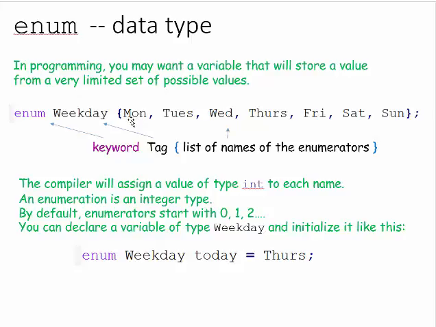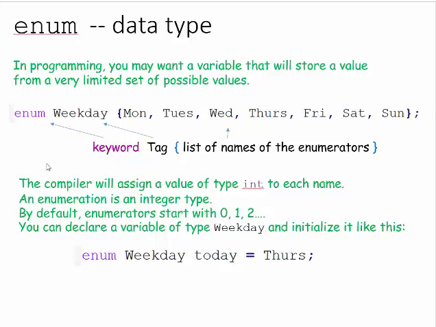So this list here is a list of the names of the enumerators, but the value of it is an integer. So the compiler will assign a type integer to each name. It turns out that Monday will be assigned a 0, and Tuesday will be assigned 1, Wednesday a 2, etc. So an enumeration is an integer data type, and by default enumerators start with 0, 1, and 2 and continue. And you can assign them to be different. So I'm not going to worry about that right now. So I could assign Monday to be a different number if I wanted.